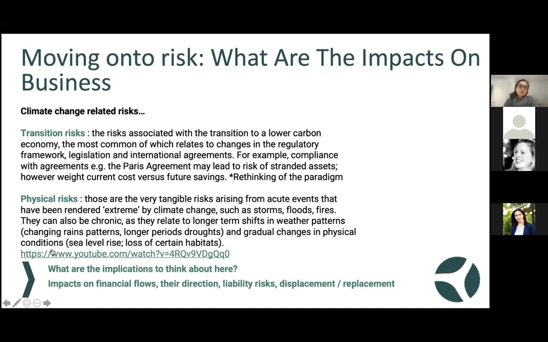Or the risk could be acute. So it's a sudden event. For example, tornadoes, catastrophic storms causing floods. So that event may last a few days, but it has caused a lot of damage.